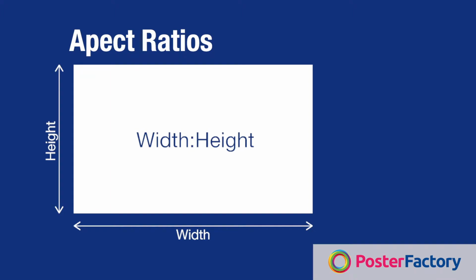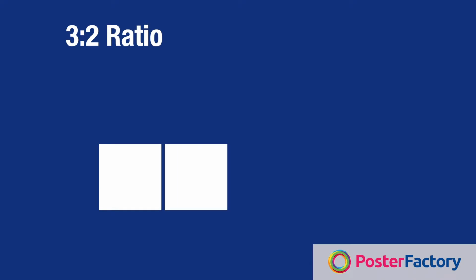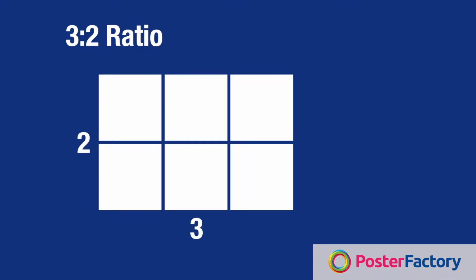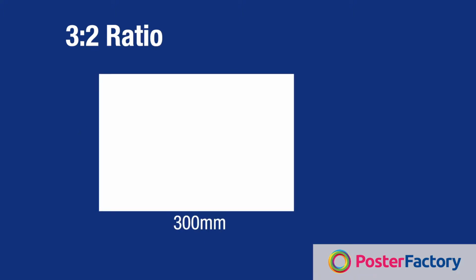An aspect ratio describes how large the width of an image is in comparison to its height. A ratio of 3:2 means for every 3 units wide, the image would be 2 units high. Or, in practical terms, if the image is 300 mm wide, it would be 200 mm high.